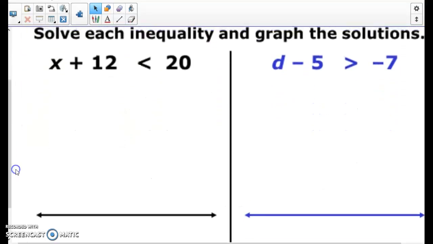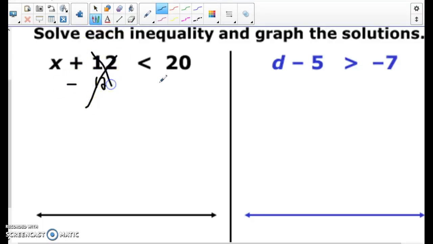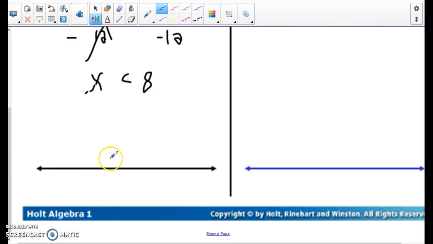So like for this one, it says +12, so I'm going to subtract 12 from both sides. Subtract 12, and I end up with x is less than 8. Alright, and then I have to graph these problems. So I usually, when I graph, I put two numbers on there. I put 0 and I put 8. Those are the only two numbers I put. So here's my 0. There's my 8.